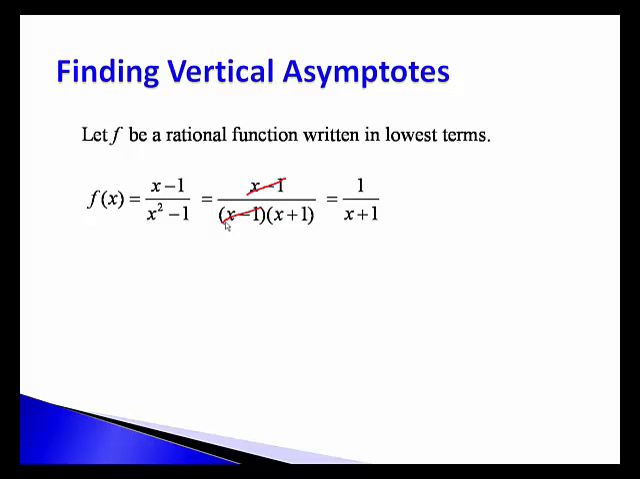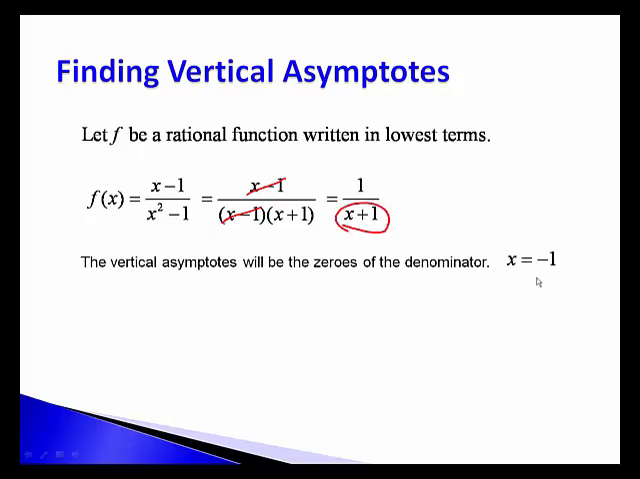Once you've reduced this rational function, you're ready to look for vertical asymptotes. The vertical asymptotes will be the zeros of the denominator. Well, in this case, it's whatever would make this right here be 0, so it's x is equal to negative 1. Now let me show you graphically what that asymptote does.